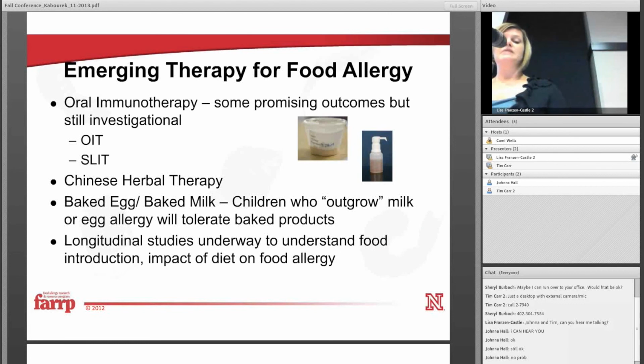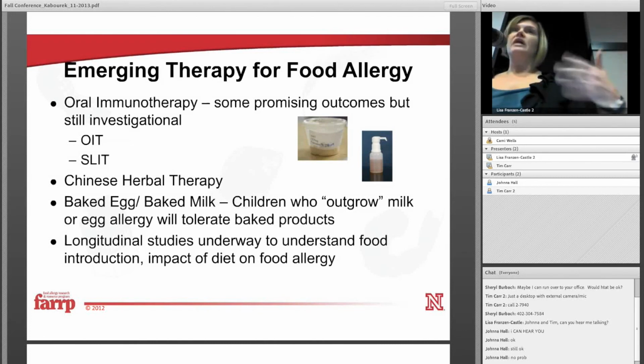Baked eggs and baked milk. Some milk and some egg allergic people can tolerate milk and egg in a baked form. So they think that this is an indicator of people that will eventually outgrow it. And so my son Sam is one of these kiddos.